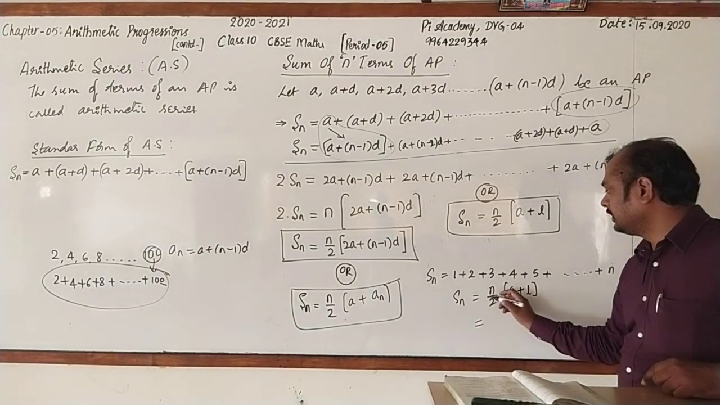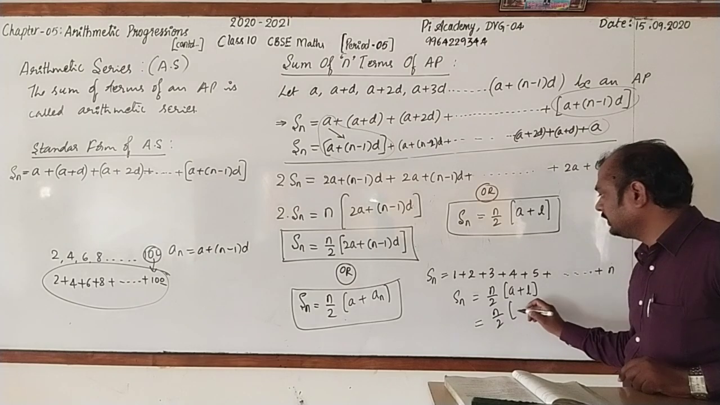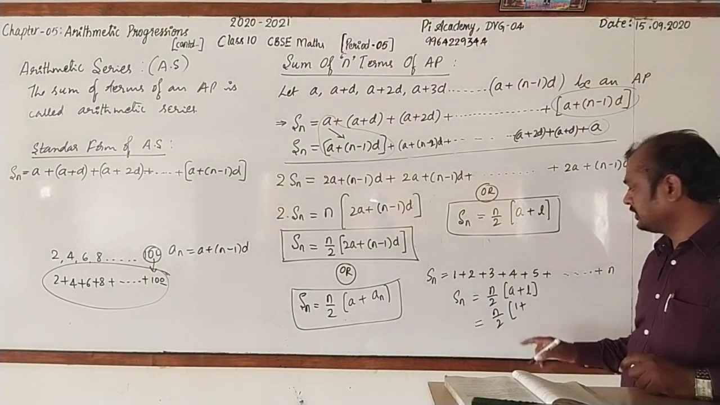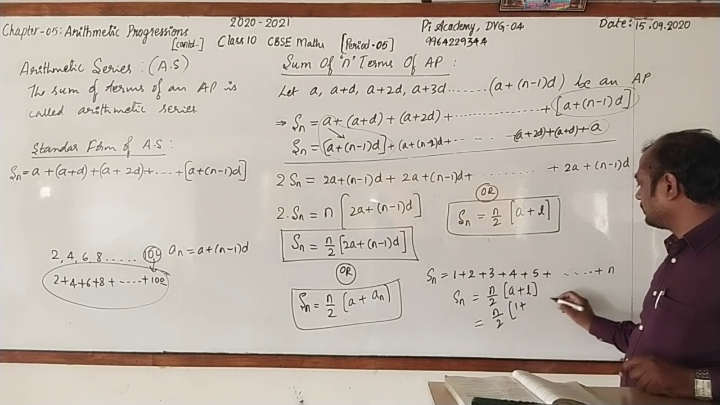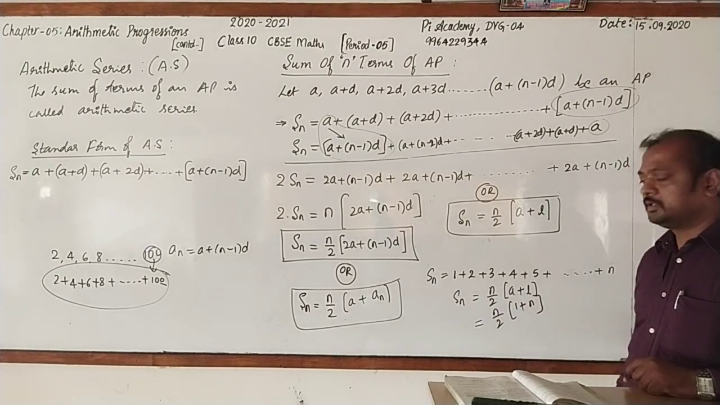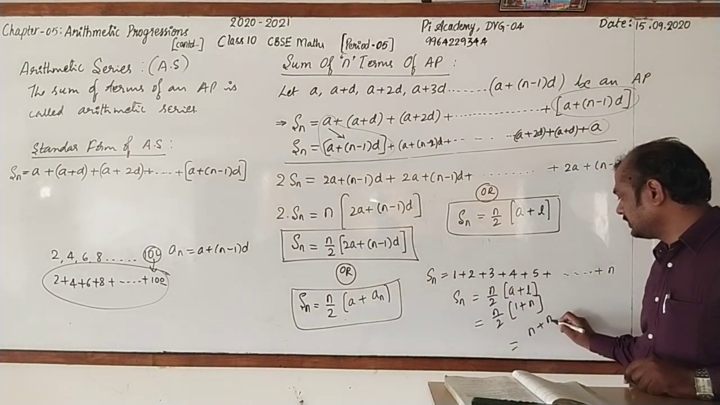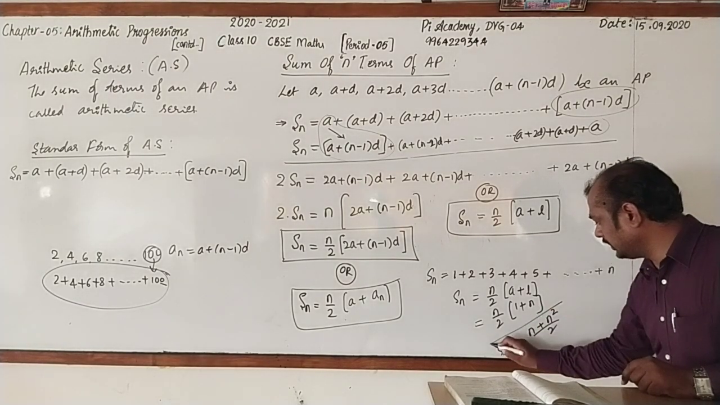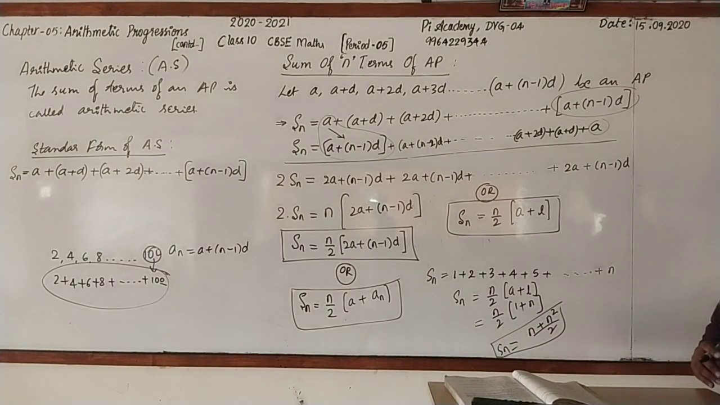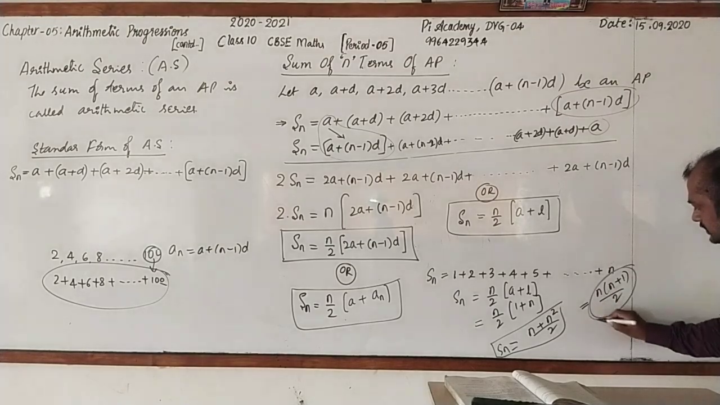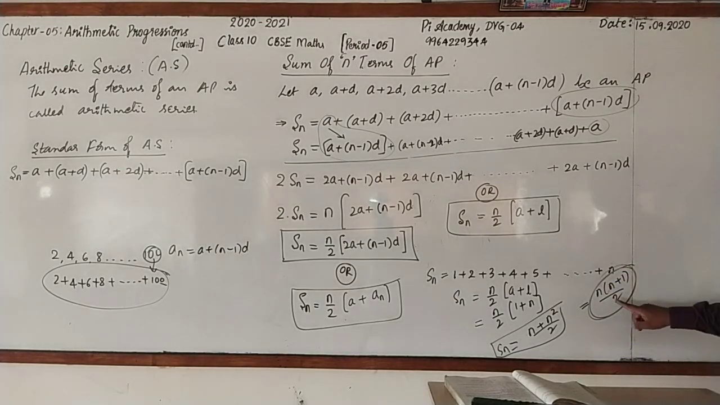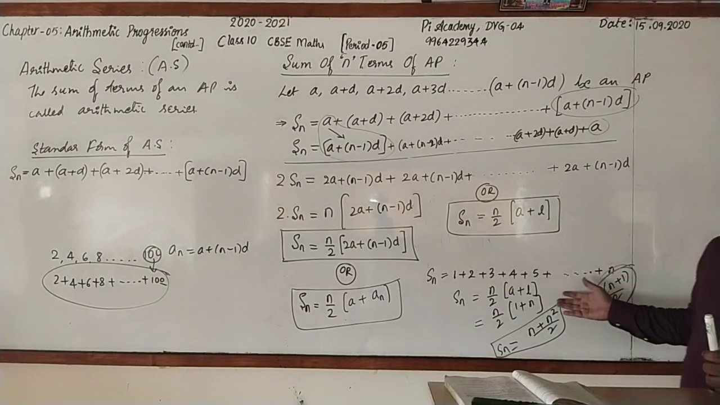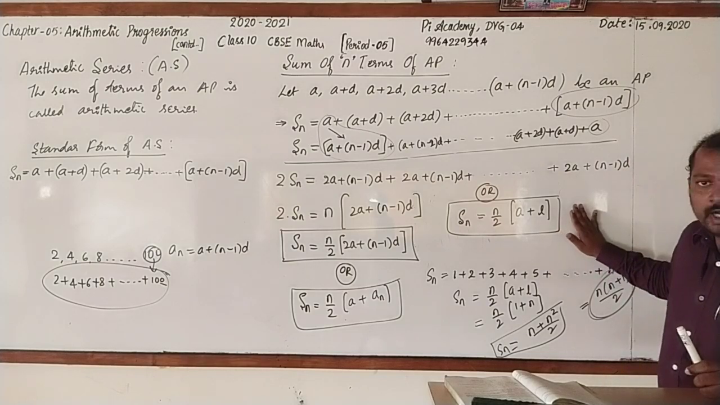How? Look here. Number of terms n by 2. A is first, 1 plus. L is last term. Last term is n. You can write n plus n square by 2. Sn is equal to n plus n square by 2. This can also be written as n into n plus 1 by 2. This is the general formula used to find out sum of first n natural numbers. Later we will discuss more about this. You copy up to here.